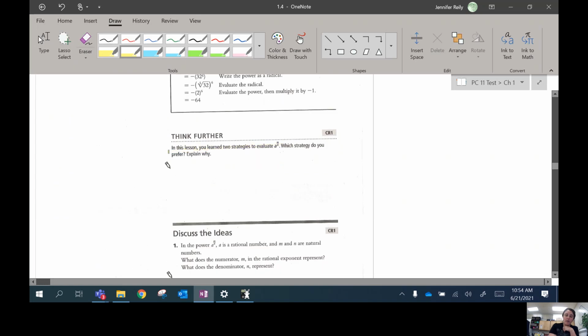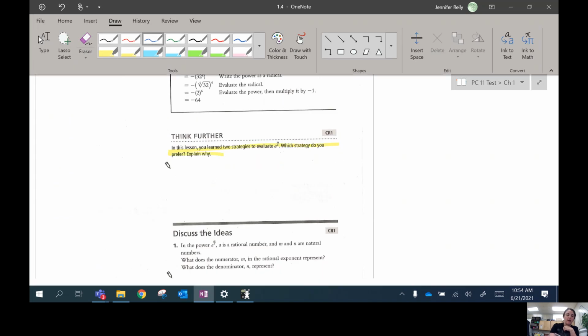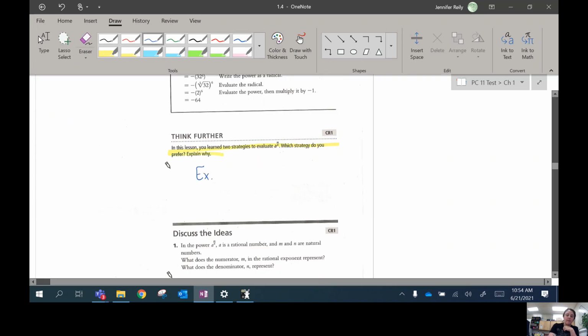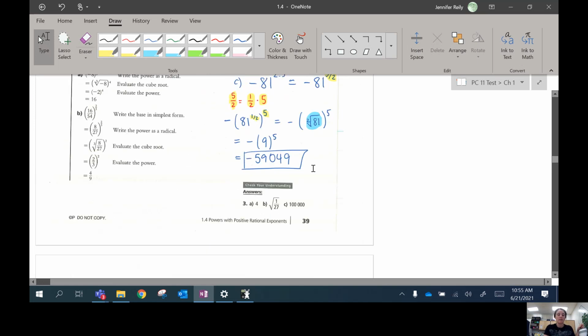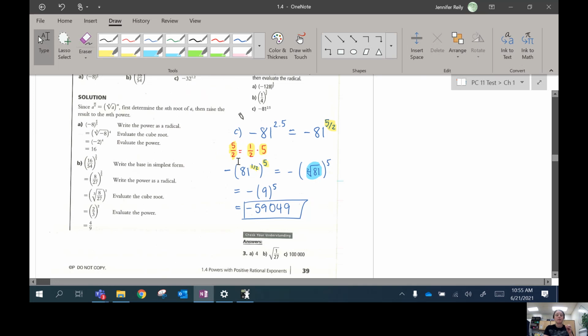Either one, when you're doing these kind of questions, explain why. So what that's asking is compare example 3 versus example 4. Which do you like better? You should have a preference, because if you're asked the question, you should know which one you like to better use. I prefer example 4 because you're typically dealing with smaller numbers, because when you take the fractional power first, it actually reduces the number. So like, for example, here, 81 turned into 9.